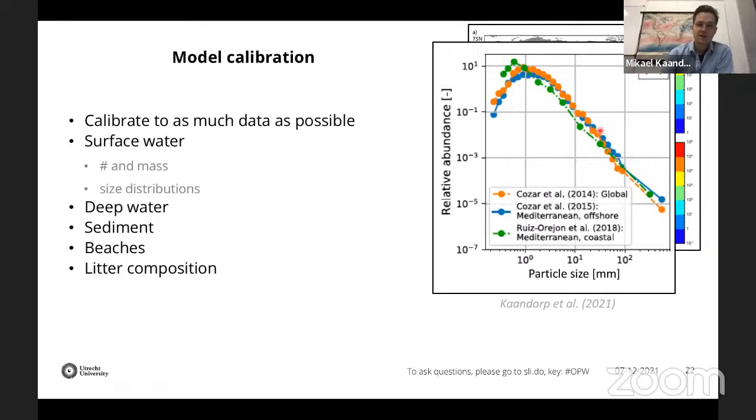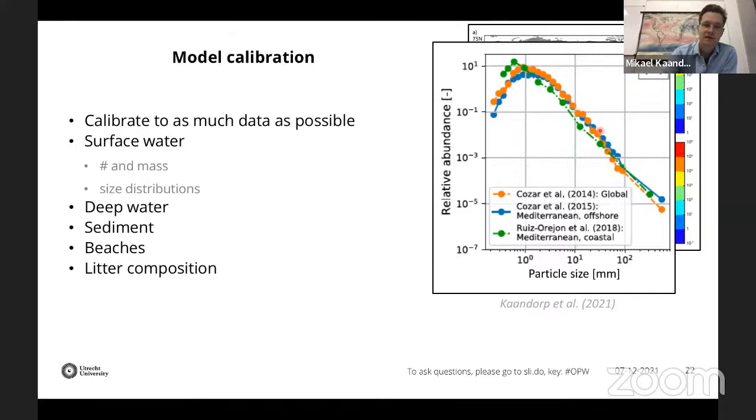Furthermore, next to these surface measurements, we would also like to extend the model with deep water measurements, so measurements from deeper in the water column. We would like to include measurements from marine sediments, if those are available, and also beaches.